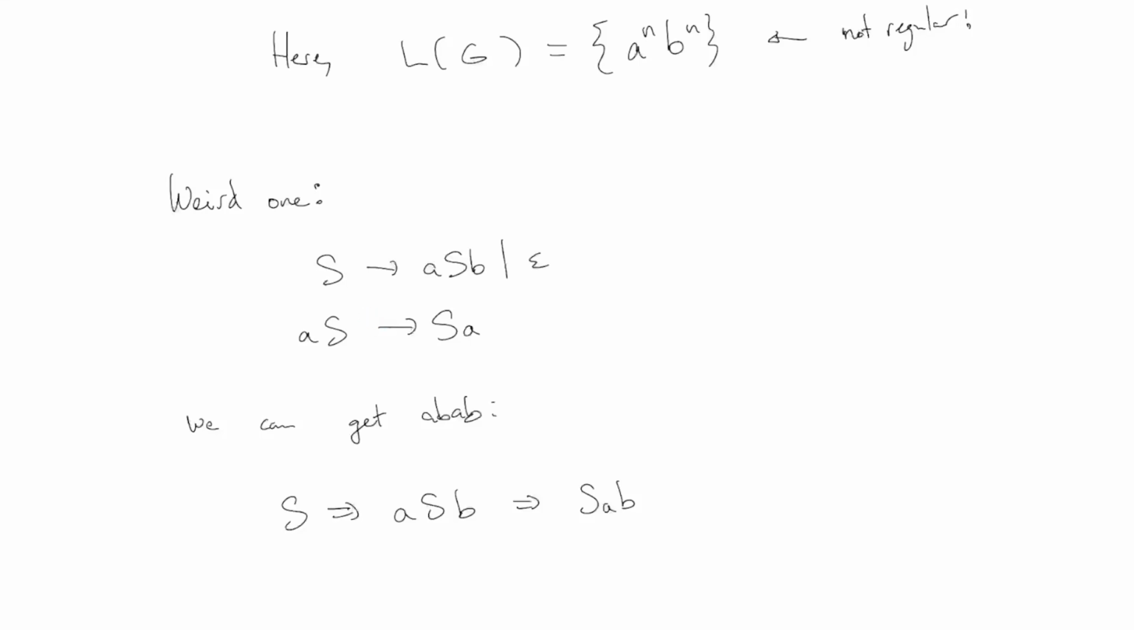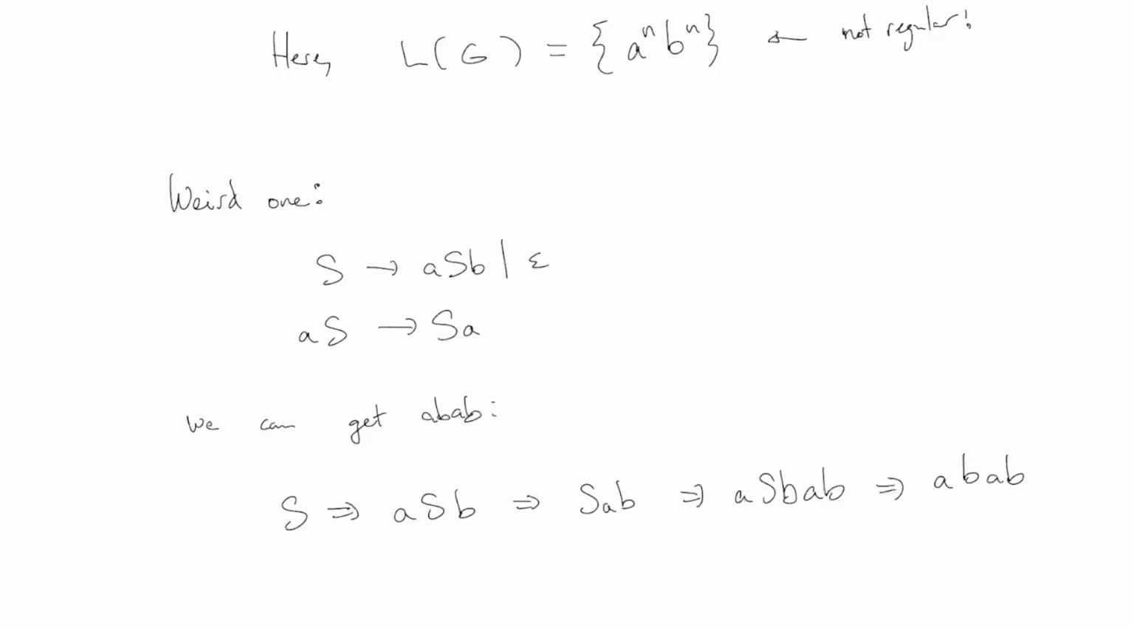It doesn't say SA can become AS. It's just AS can become SA. So any A can move to the right through an S. And then from here, I can do the first production again and make ASBAB. And then I can go to the empty string and make ABAB, right?